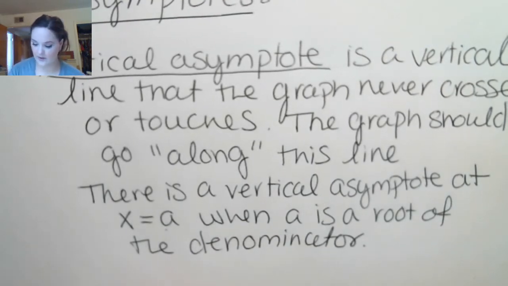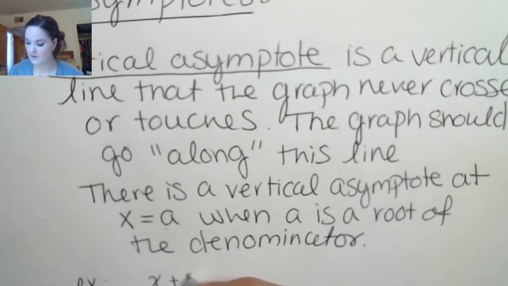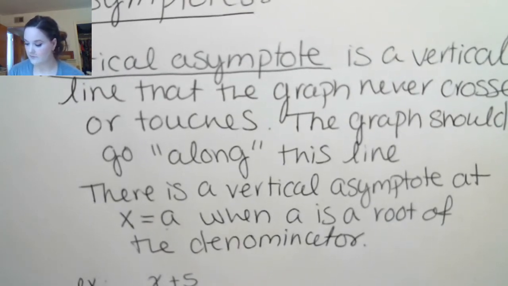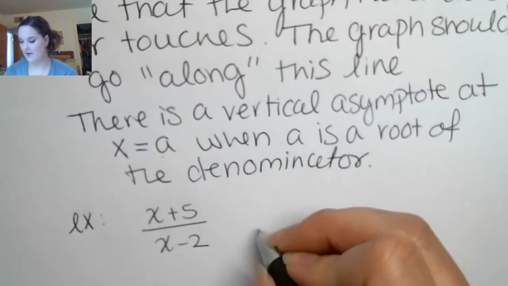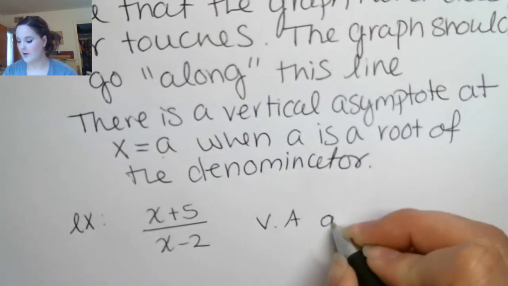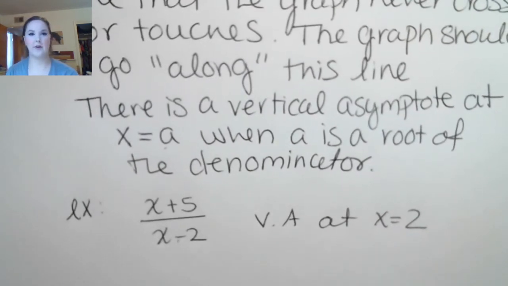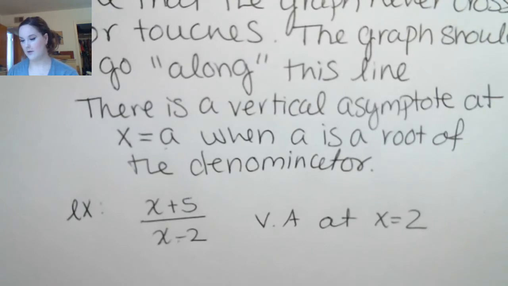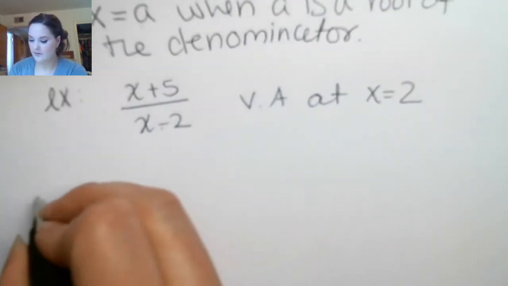Okay, so for example, we'll do lots more examples, but for one example, this function would have a vertical asymptote at x equals 2 because that's what makes the denominator equal to 0. Okay, the next type of asymptote is a horizontal asymptote.